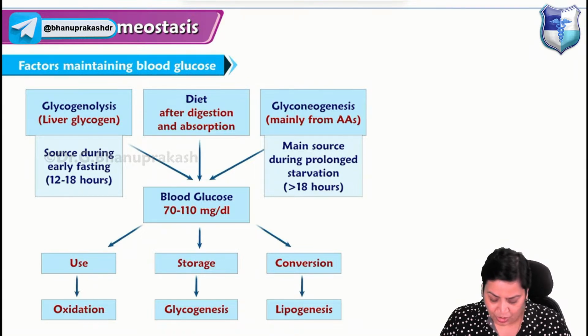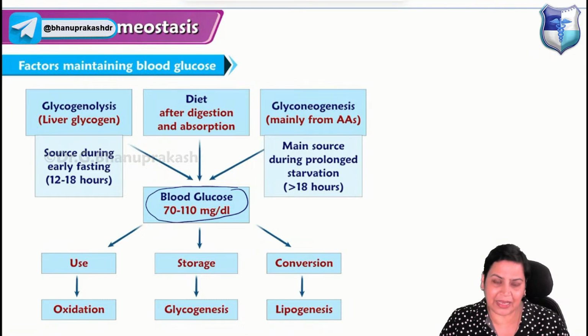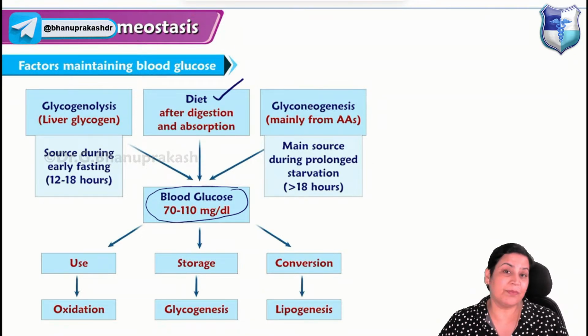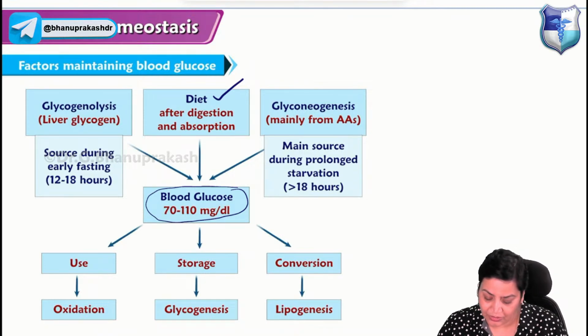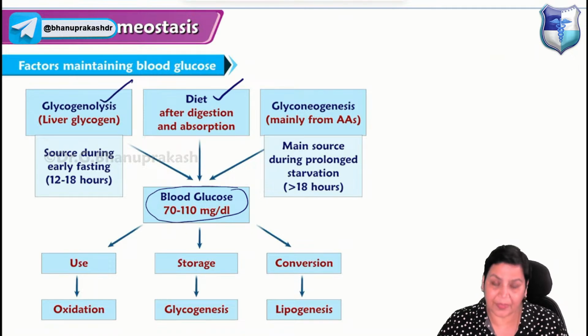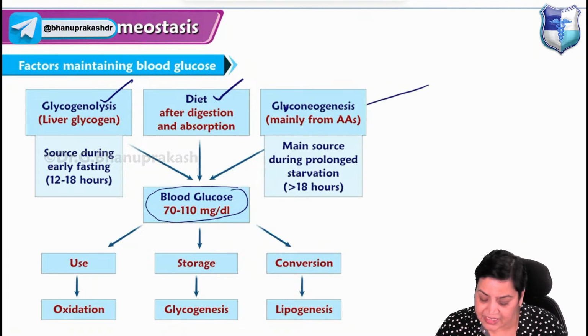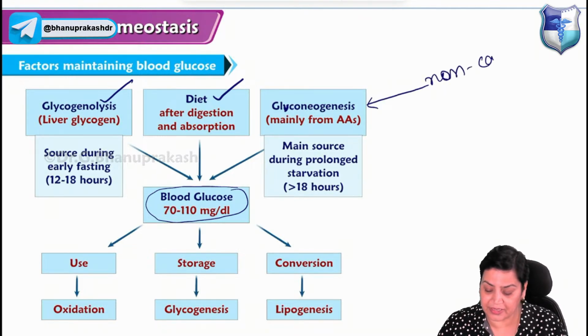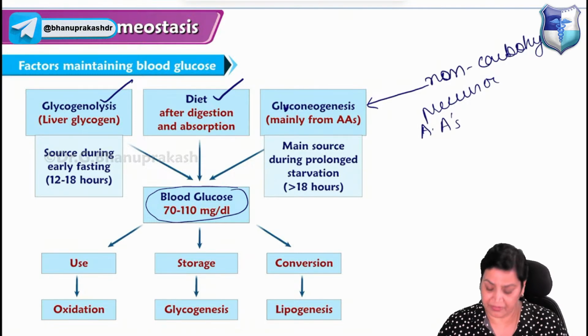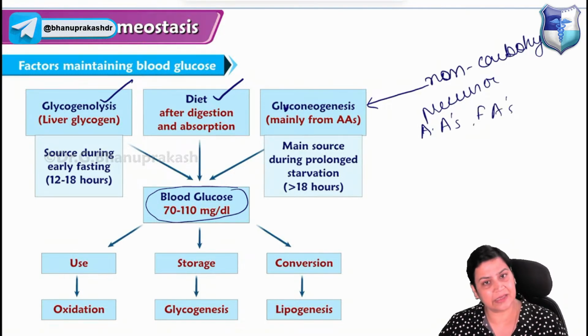Okay. So if I talk about blood glucose, 70 to 110 milligram, this is the most important factor, which is forming glucose from the diet. Then glycogenolysis, right? And this is gluconeogenesis. Now this gluconeogenesis, I have discussed in my video, is synthesis from non-carbohydrate precursors. Non-carbohydrate precursors means amino acids are there, fatty acids are there. There are so many non-carbohydrate precursors.